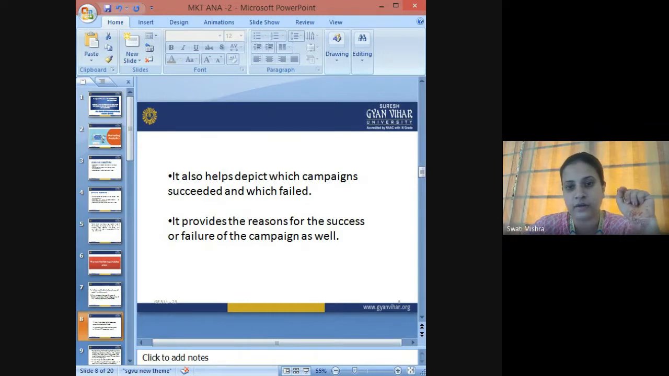The second and most important role of marketing analytics is that it helps to depict which campaigns are going to succeed in future and which ones have failed, and what are the reasons why they failed. It actually provides you the data which will clarify the reasons for the success or failure of any campaign as well. So with that, you can understand what are the most important reasons behind failures of any brand. How can you make those brands succeed?